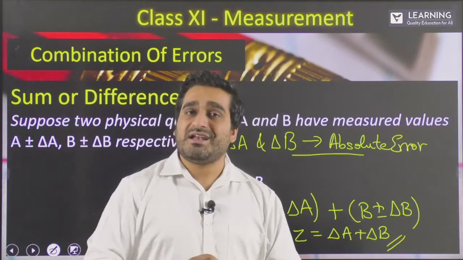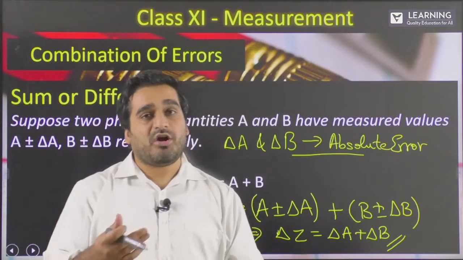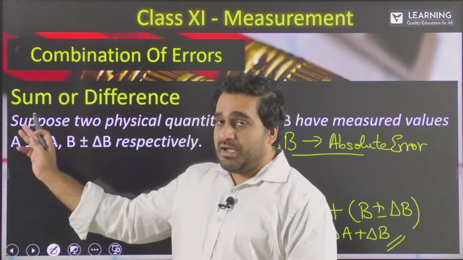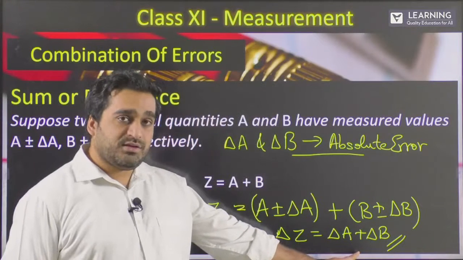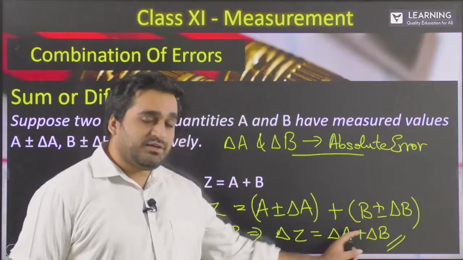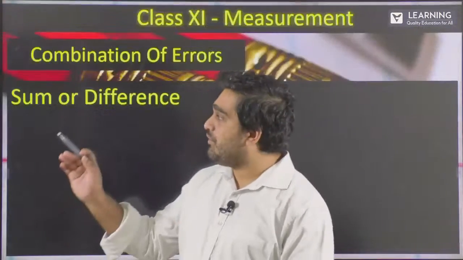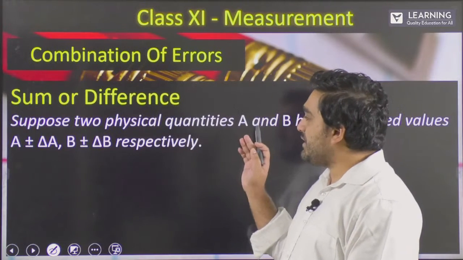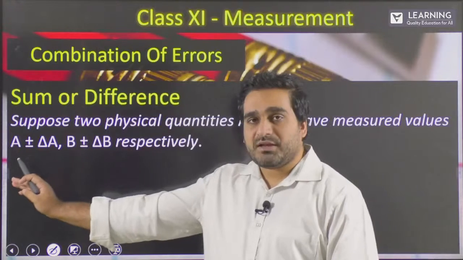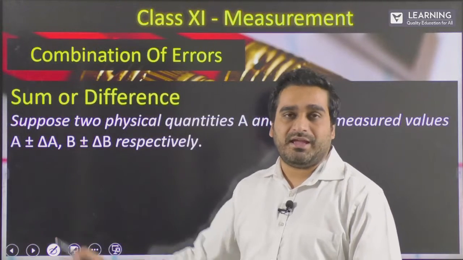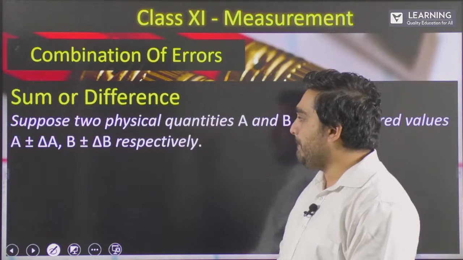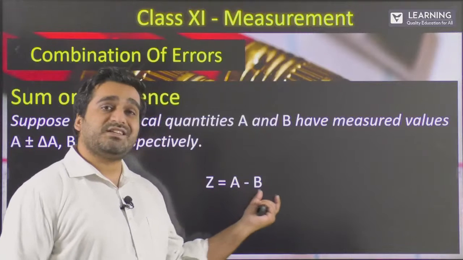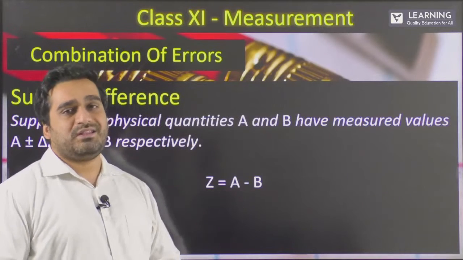Now let's have a look at the next type of error, which is the combination using the difference in the error. The sum we just finished, where it is the sum of the individual errors. Now let's move on to the difference. Again, we have two physical quantities A and B with the respective errors A plus or minus delta A and B plus or minus delta B. Now we consider the difference in the two physical quantities giving a new quantity Z.